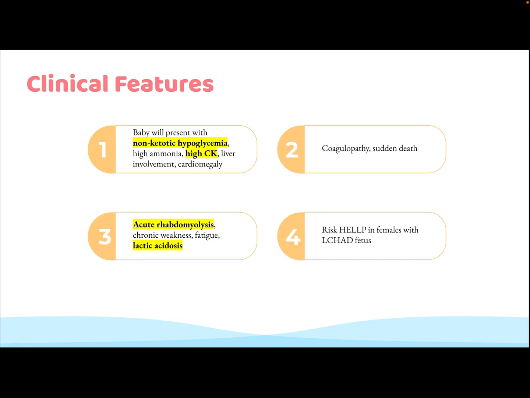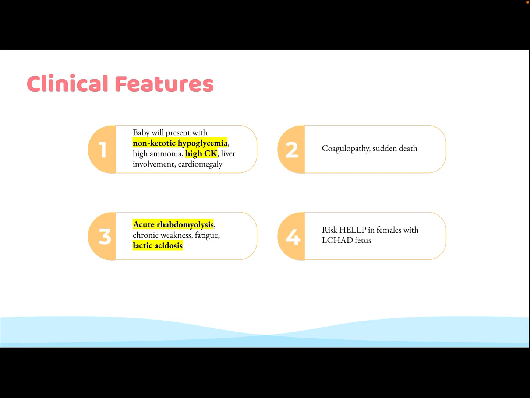They will also have hyperammonemia, high CK level, liver involvement and cardiomegaly. They will have coagulopathy, sudden death, and acute rhabdomyolysis, which is particularly characteristic for them. Chronic weakness, they will have fatigue because they don't have energy. They will have lactic acidosis, as they shift from aerobic to anaerobic respiration in an attempt to get the energy they need.